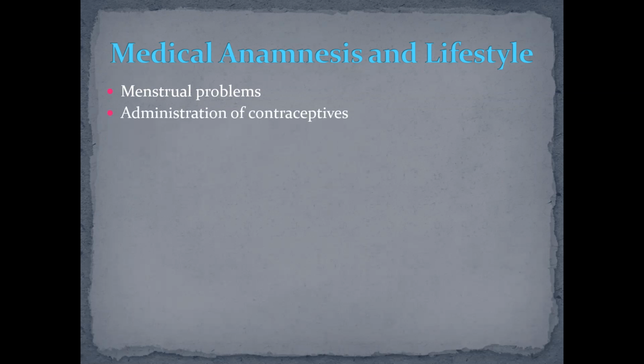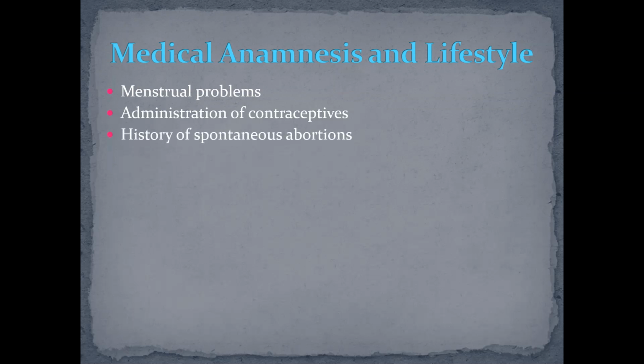First of all, we obtain the detailed medical anamnesis and lifestyle habits. It's menstrual problems. We ask for the time of the menarche. We ask about the menstrual cycle. Is it regular or irregular? The duration of the menstrual cycle, any problems with the menstrual cycle like polymenorrhea, oligomenorrhea, hypomenorrhea, and amenorrhea. Administration of contraceptives.